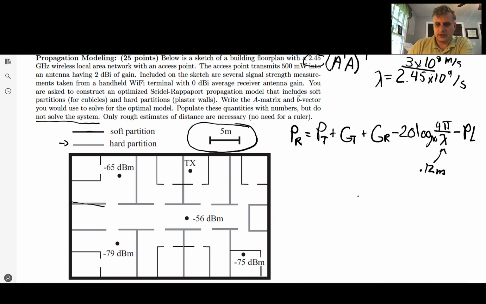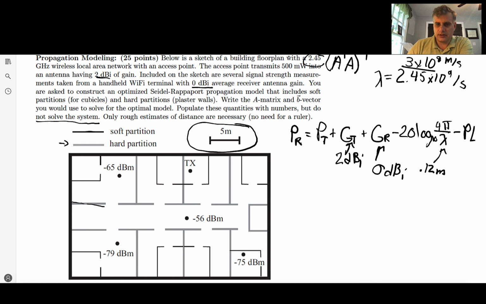It's 12 centimeters. Now, the problem said that the receiver that you use to walk around this building that Professor Durgan invented with his imagination, I'm not an architect, as you can see. As you walk around this building, you're taking measurements with a 0 dBi antenna. So that's a 0 dBi. This transmitter has a 2 dBi antenna gain. Not much, so it's not very directional, probably broadcasting.